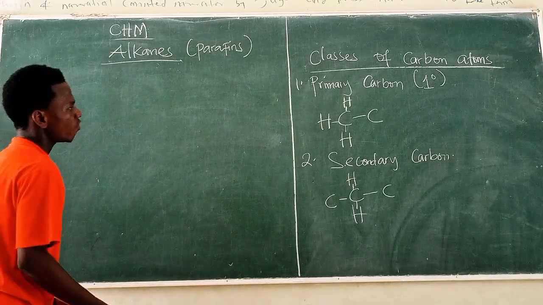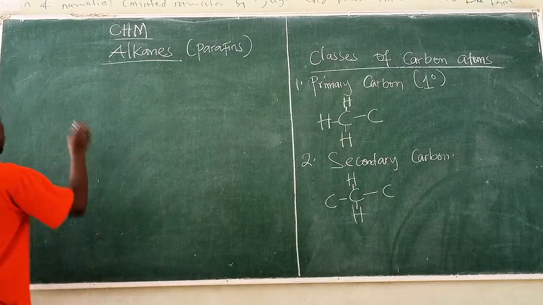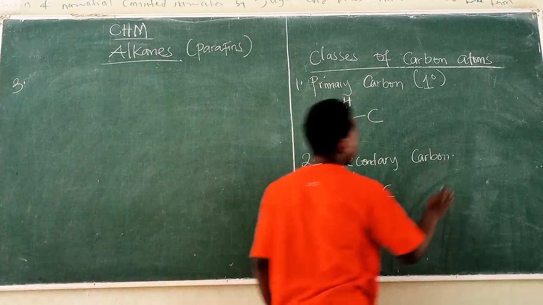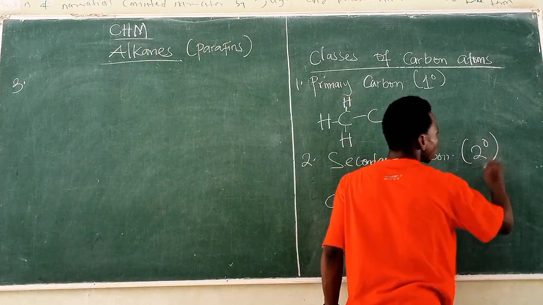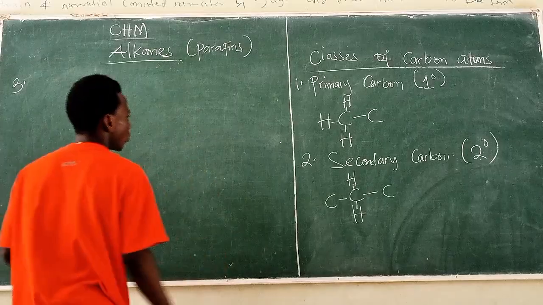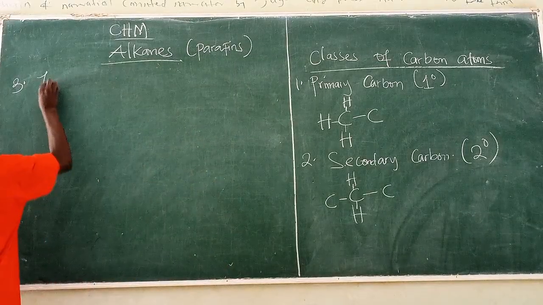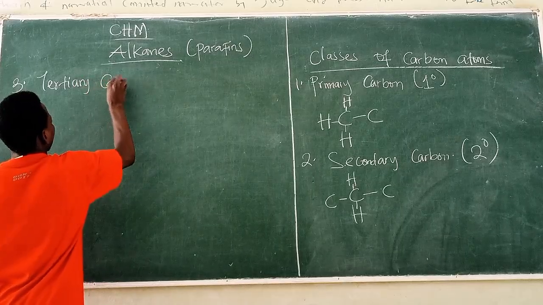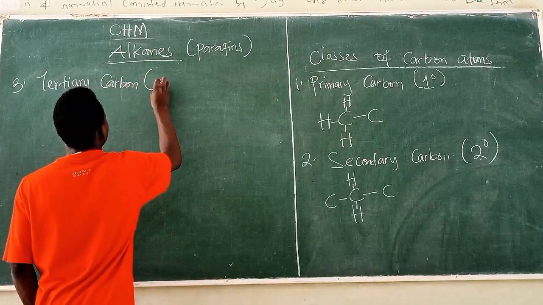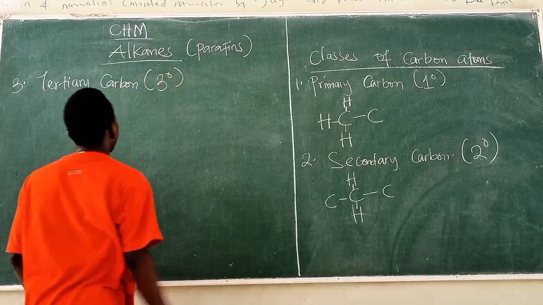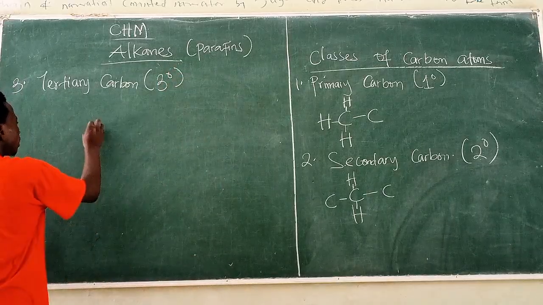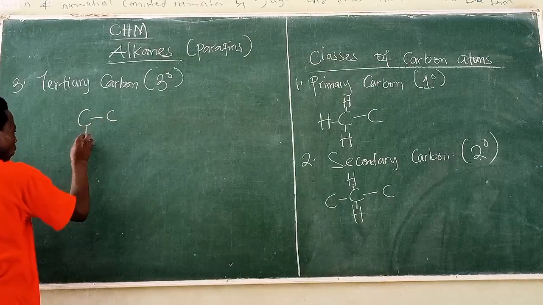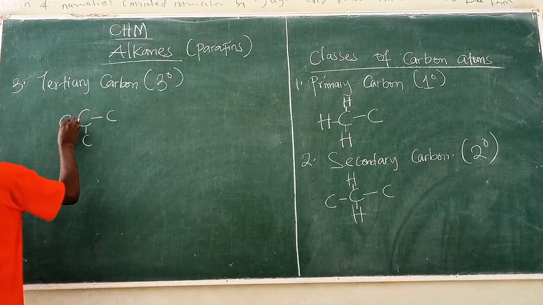Now, the third class of carbon atom that we'll be looking at is a tertiary carbon atom. A tertiary carbon atom is also known as a 3-degree carbon atom. Now, a tertiary carbon atom is that carbon atom that is bonding to 3 other carbon atoms in a molecule.